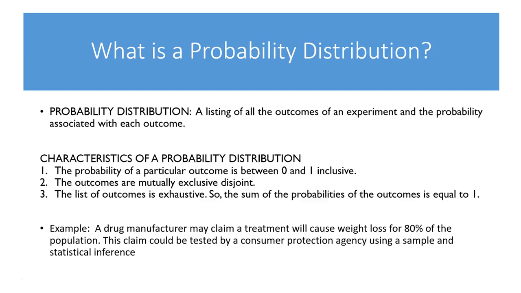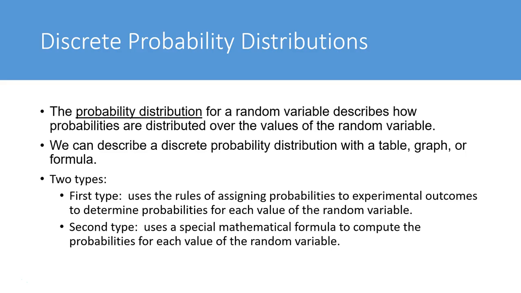An example of this would be a manufacturer may claim that a treatment will cause weight loss for 80% of the population. And so what this means is we can take a sample and test to see if we do see weight loss in 80% of the individuals using this particular drug.